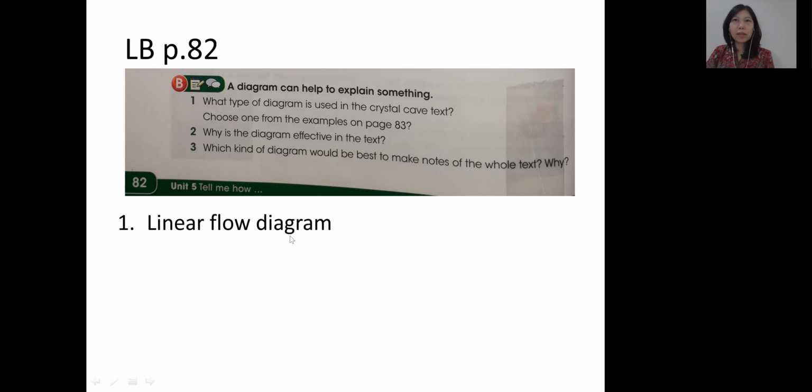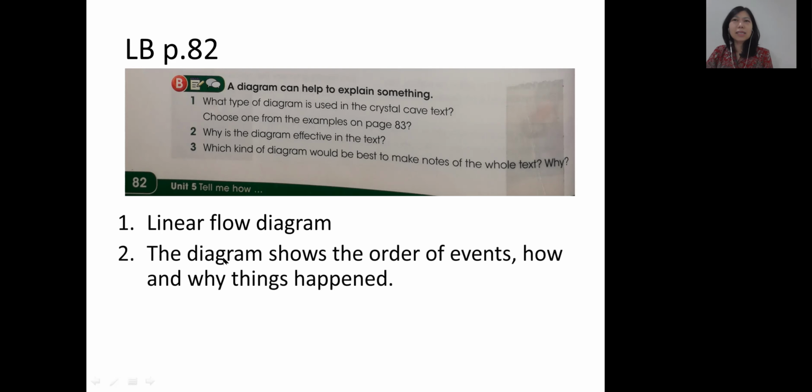Okay? And in case you forget the names of those diagrams, I have asked you to write down those names from your learner's book, page 83. All right. Now, number two, why is the diagram effective in the text? What is used on page 81 is a linear flow diagram. They are not choosing to use a spider diagram or circular or pyramid or Venn diagram. How so? Why do they choose linear flow? And it's effective to use this.